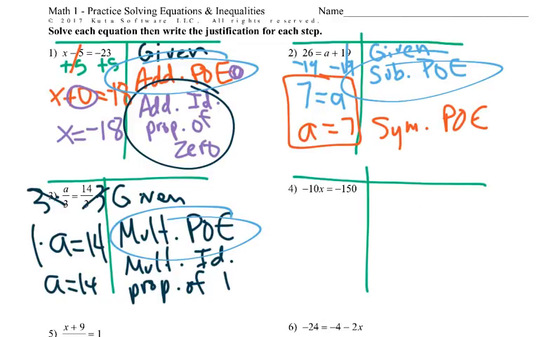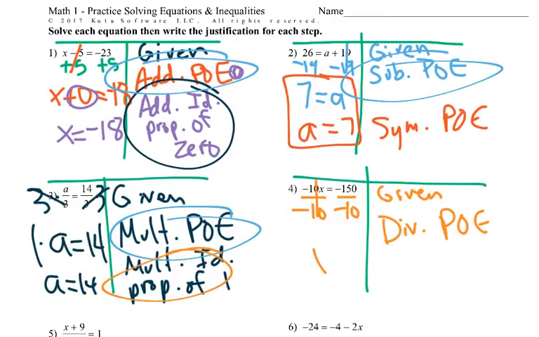So to get rid of that negative 10x, I'm going to have to do the opposite of multiplication. I'm going to have to divide. So I was given my first equation. Using the division property of equality, don't mistake that for a minus because I'm dividing. That becomes 1x. 1x doesn't really matter, so just x equals negative 150 divided by negative 10 is a positive 15. Okay? So there's all that you need to worry about with those ones.